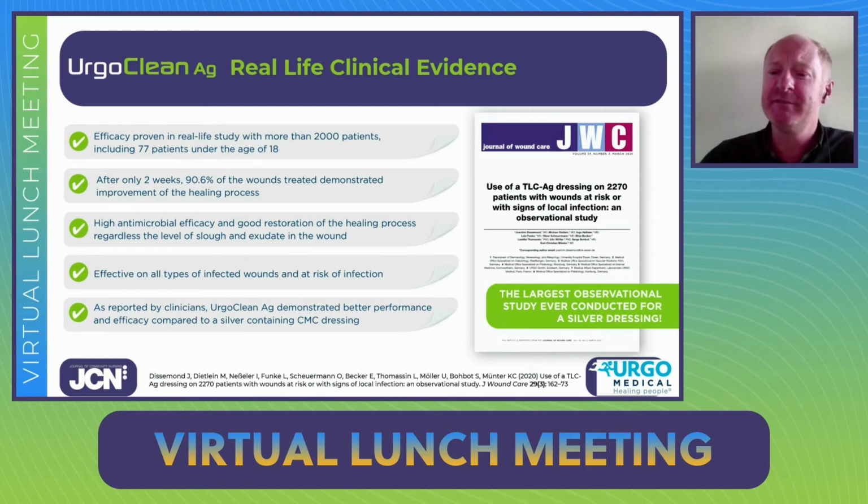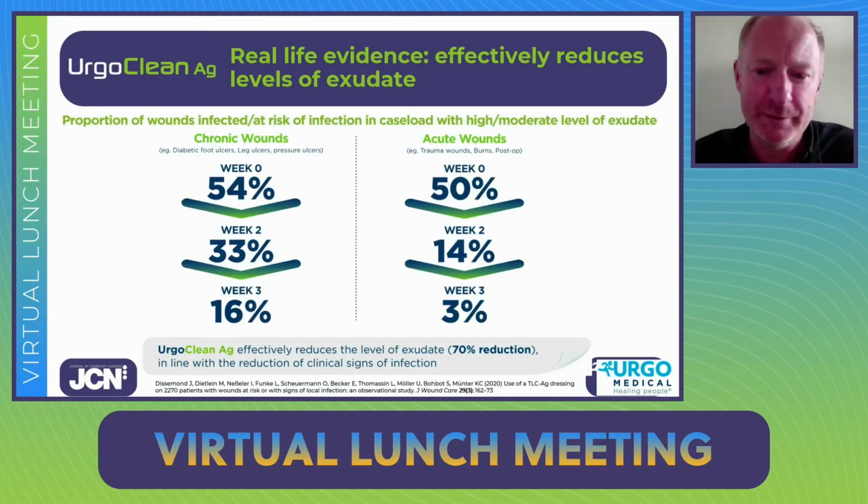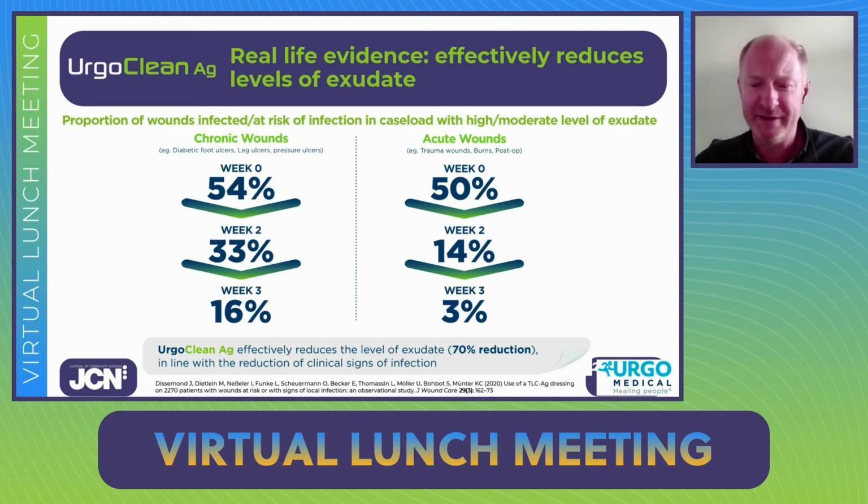Here you can see the reduction in exudate from using UrgoClean Ag in both acute and chronic wounds. So again, this is from that real life evidence. And you can see that the percentage of chronic wounds at week 0 that had high levels of exudate was 54%. But when using UrgoClean Ag, this was dramatically reduced to just 16% by week 3.